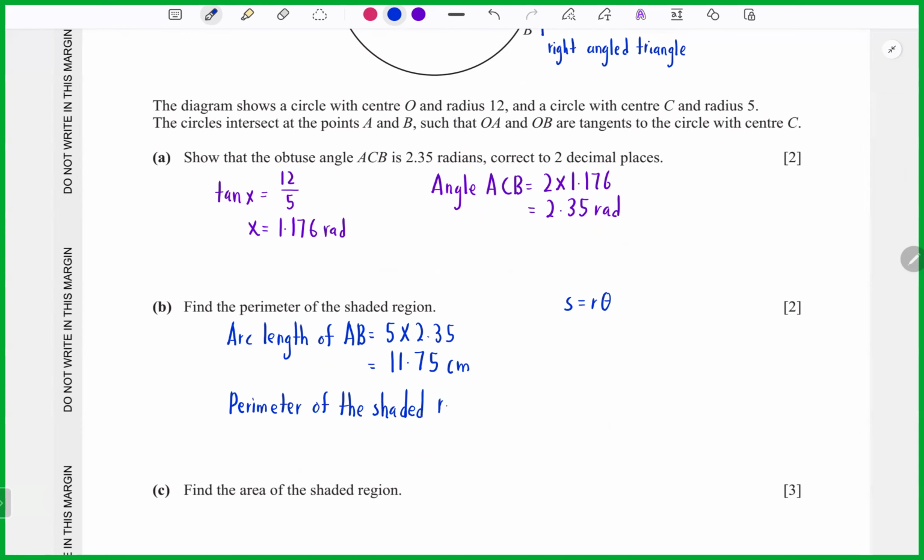Let's try it. It equals 12 plus 12 plus 11.75, which is 35.75. But the answer should be in 3 significant figures, so I write 35.8 cm.